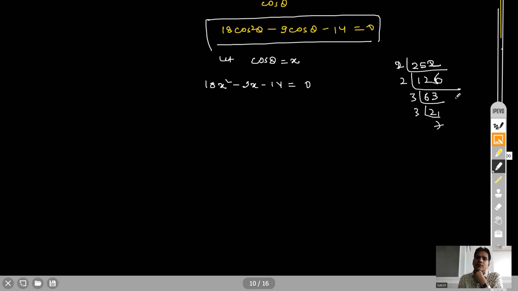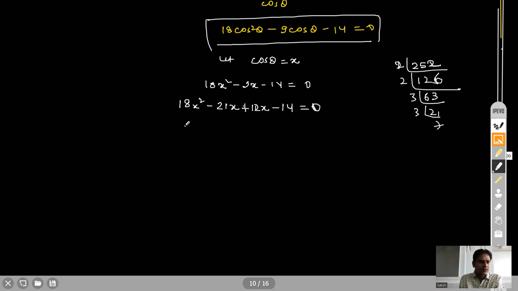Yes, if it is minus 21 and plus 12, will it work? Yeah. So this will be basically 18x square minus 21x plus 12x minus 14 equal to 0. I don't know, the board is hanging or what. I'm not able to write properly.